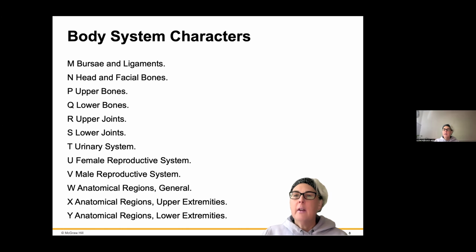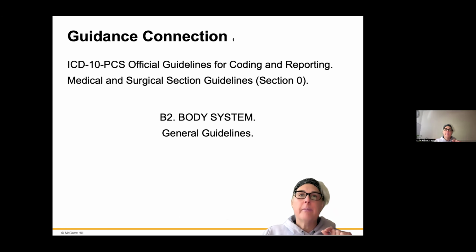The key takeaway for character 2 is that it's your organizer. It tells you what table family to use before you choose root operation, body part, or approach. A few quick reminders as you use these: M equals the bursa and ligaments. R and S equal joints, upper versus lower. And then you have T, U, X, urinary, reproductive, etc. So it's important to understand these body system characters in order to go to the specific correct character for which you're coding.